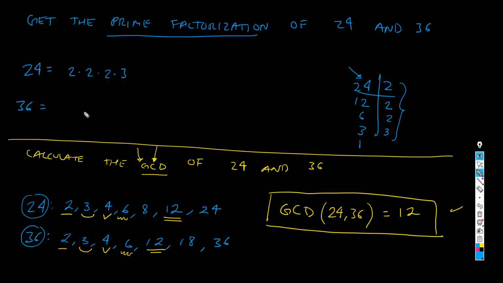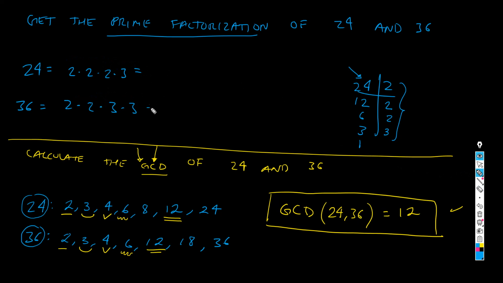I'm not going to do it. And you're going to get the following. 2 times 2 times 3 times 3. Okay, so all of this and all of this are my prime factorizations of 24 and 36. Remember, why is it called prime factorization? Because each of these numbers in this product is a prime number. Perfect. So now what? Now that I'm done with that, what should I do?